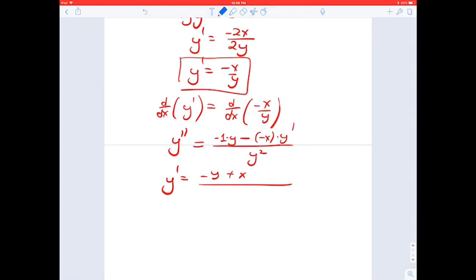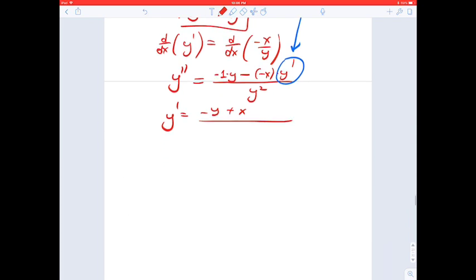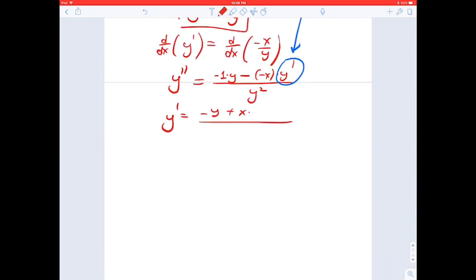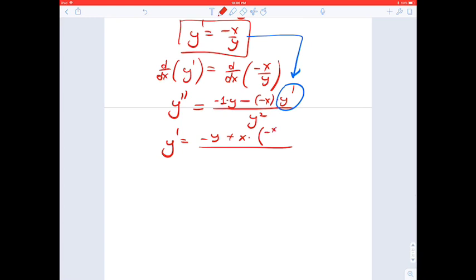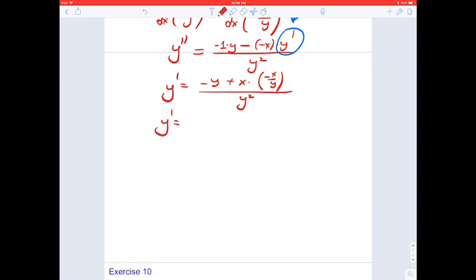But what we have to do, we can't have x, y and y prime. We do know the formula for y prime. Let's substitute. This means negative and negative is positive x, and times derivative of y is negative x over y squared. Let's simplify a little bit. Negative y, negative x squared over y and y squared. Finding a common denominator on the top, I will have negative y squared over y minus x squared over y.